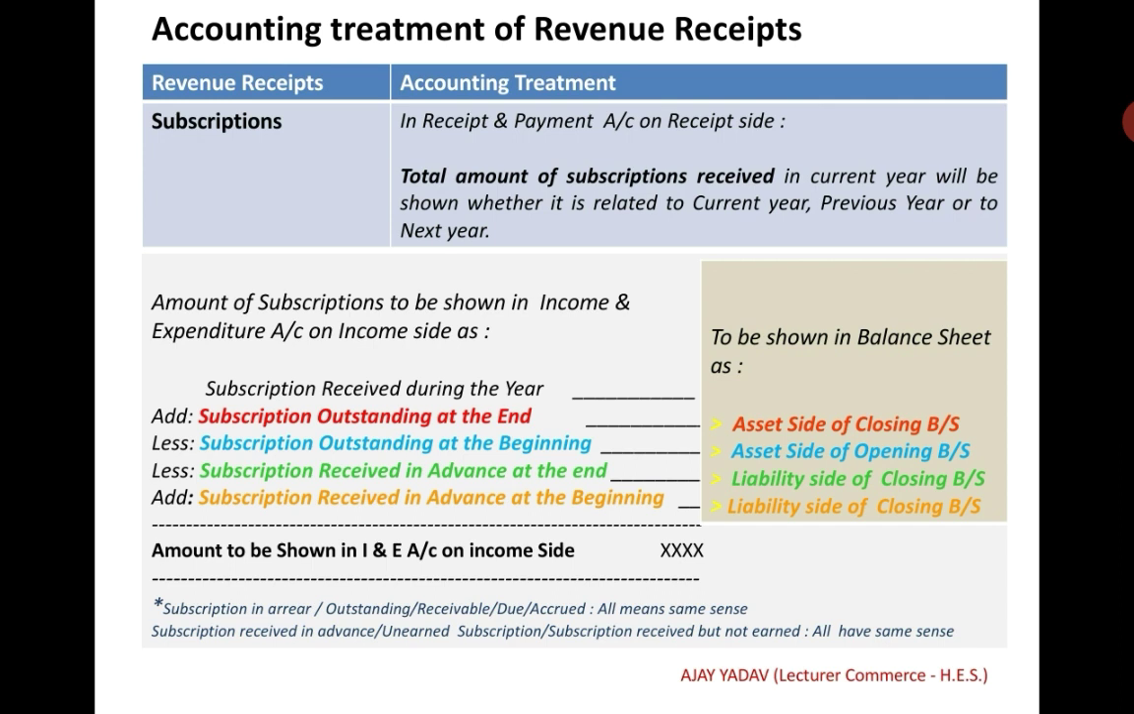Subscription received in advance at the end is to be shown on the liability side of the closing balance sheet, and subscription received in advance at the beginning is to be shown on the liability side of the opening balance sheet.